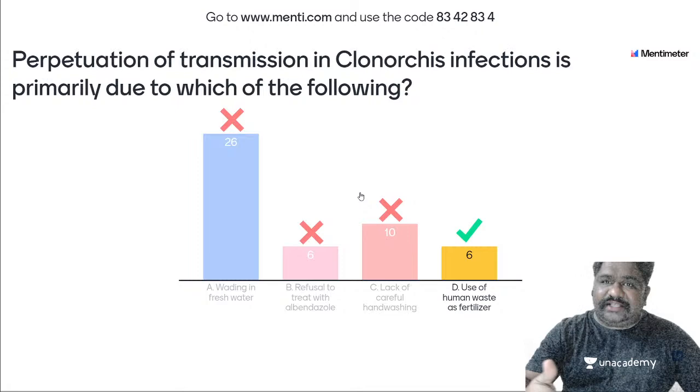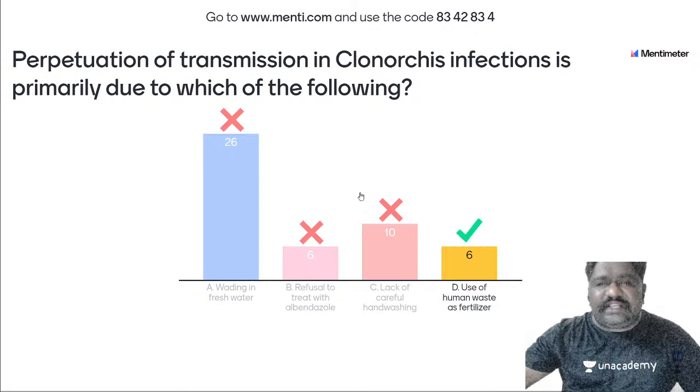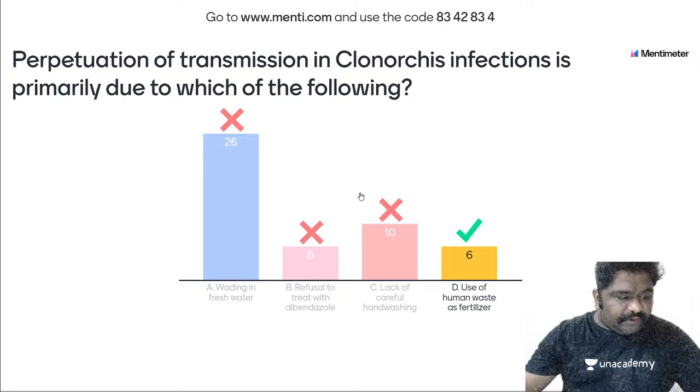And lack of careful hand washing is universal for any organism, but not for these parasites. Because parasites, if at all they are floating on your fingers, you'll be able to notice them. They are not like bacteria or viruses. And use of human waste as fertilizer is the best answer with the given question here.